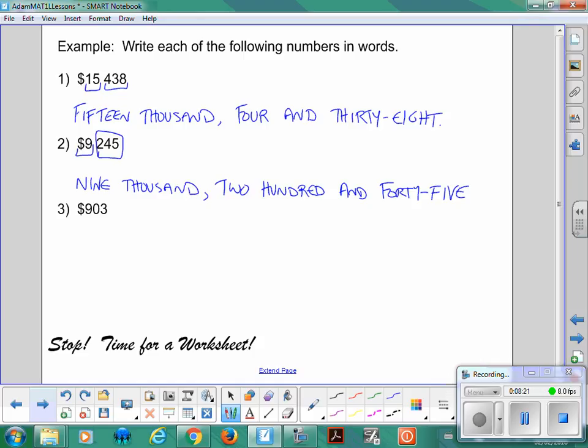And my last example, how would you say that? So again, 903. So start with the 9, so 903.